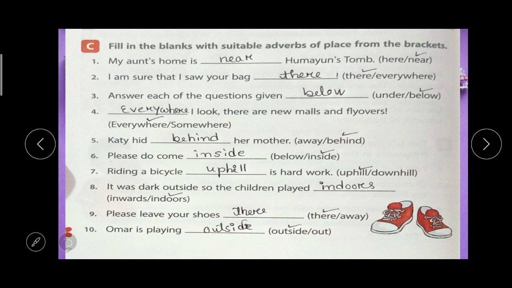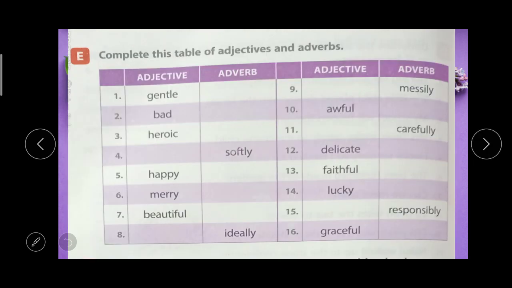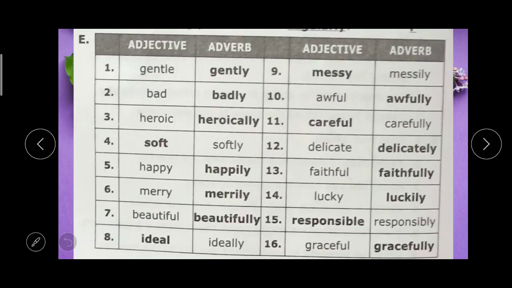Number 8, it was dark outside so the children played indoors. Number 9, please leave your shoes there. Number 10, Omar is playing outside. Now the next exercise is number E, where we have to complete this table with adjectives and adverbs. So let me show you the answers.